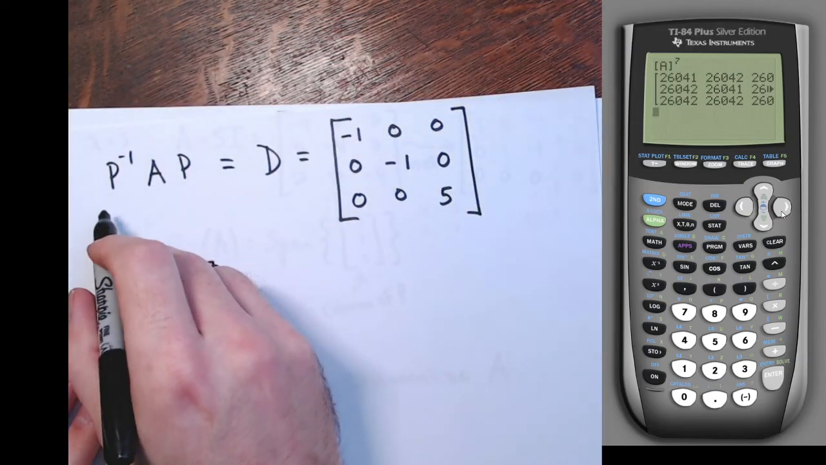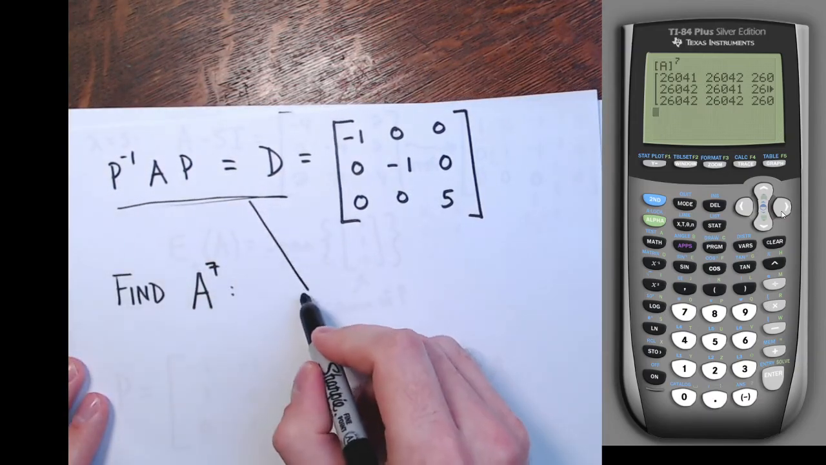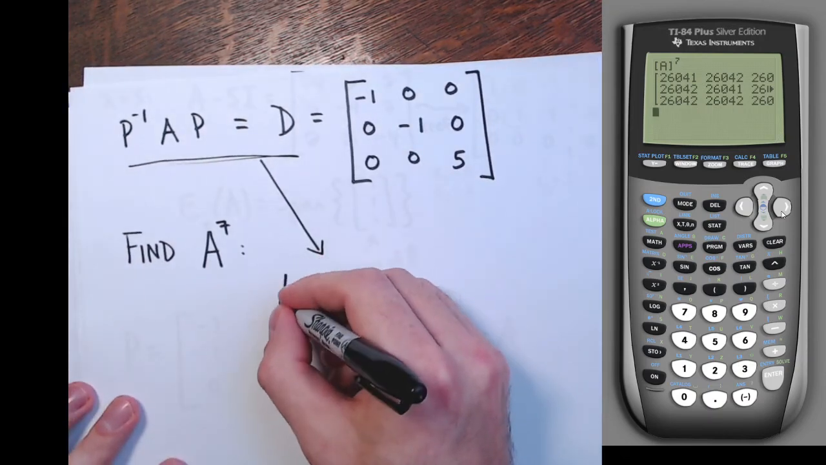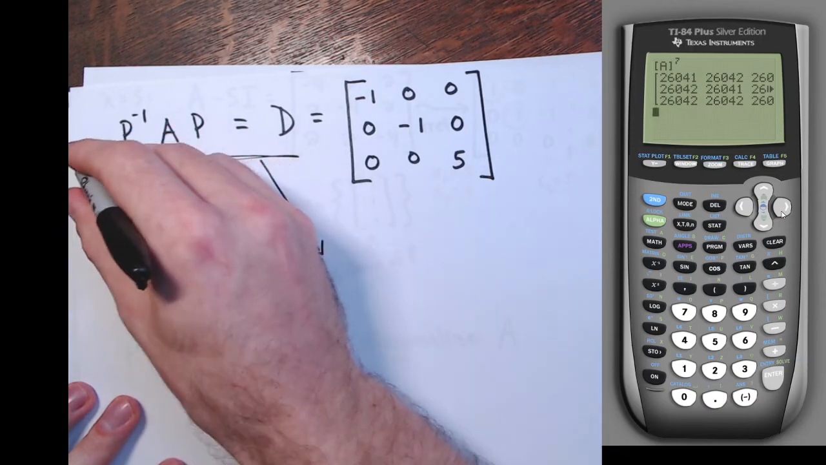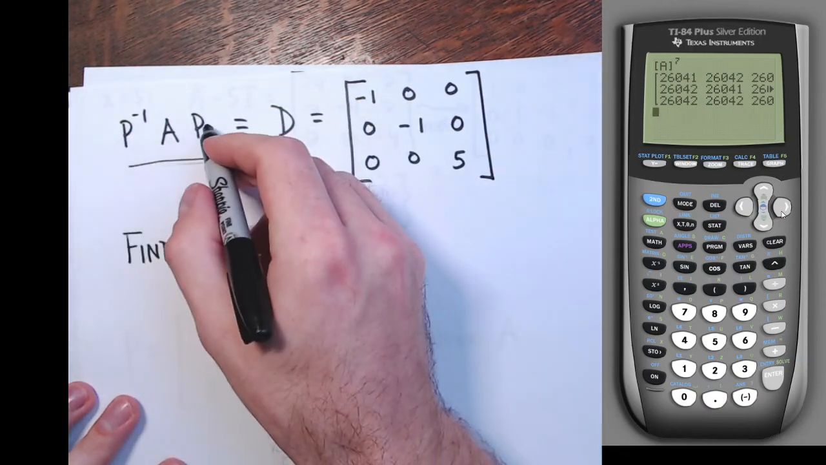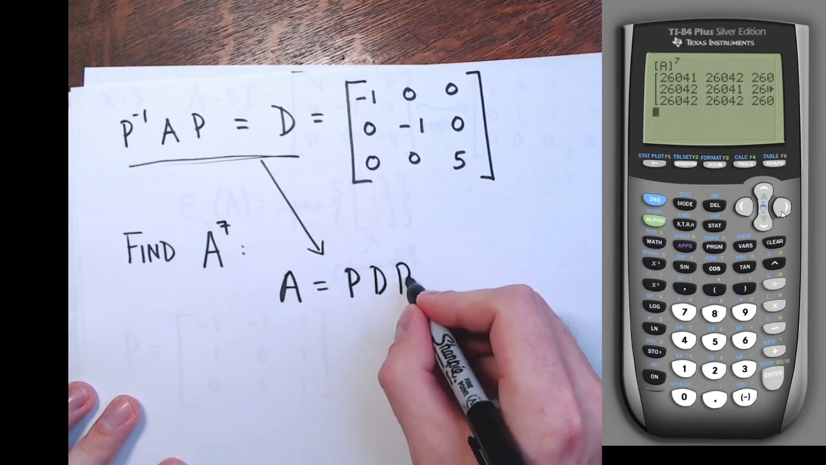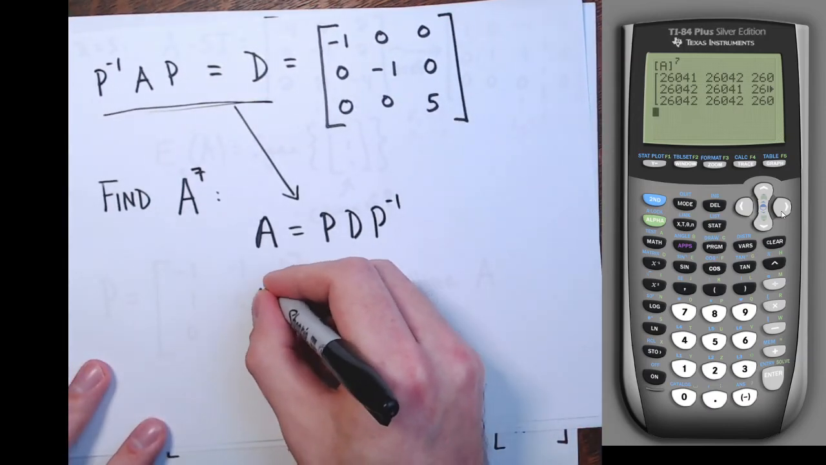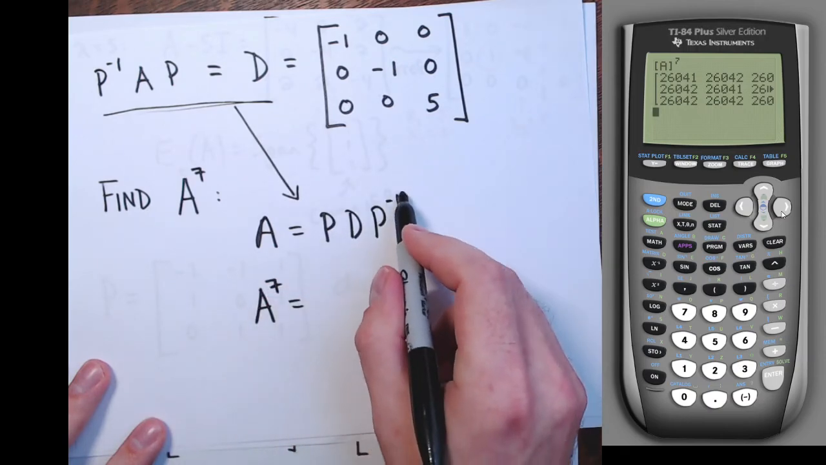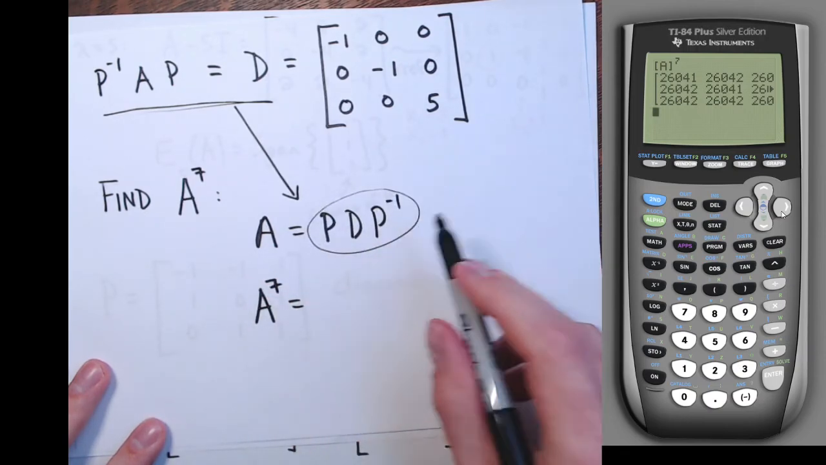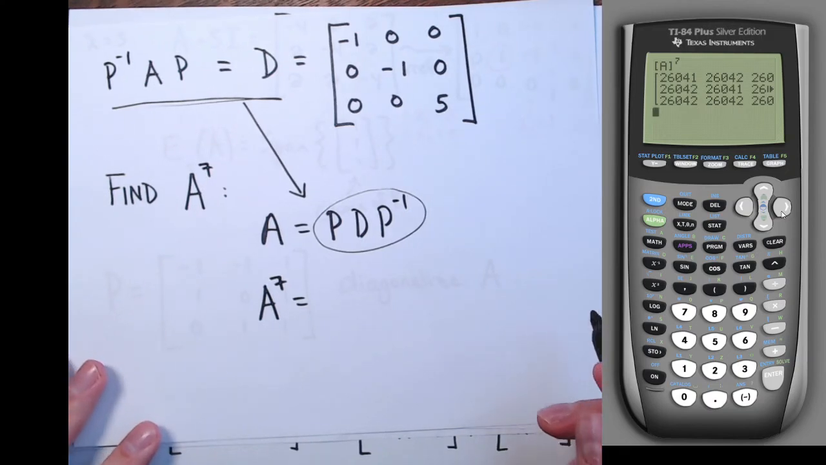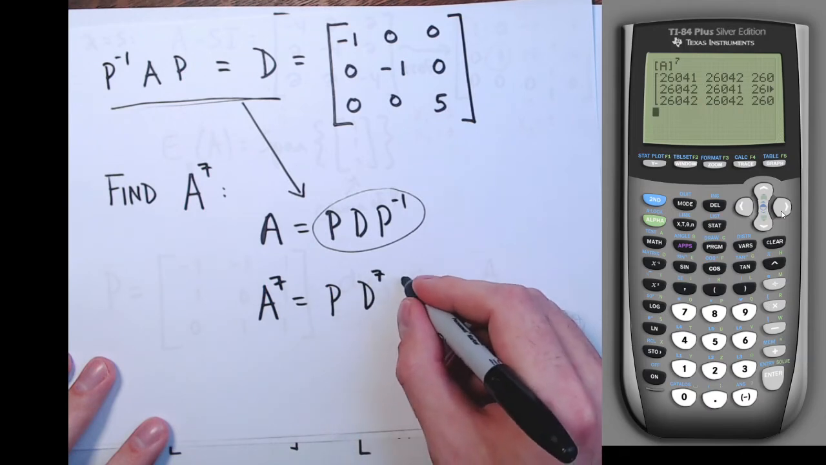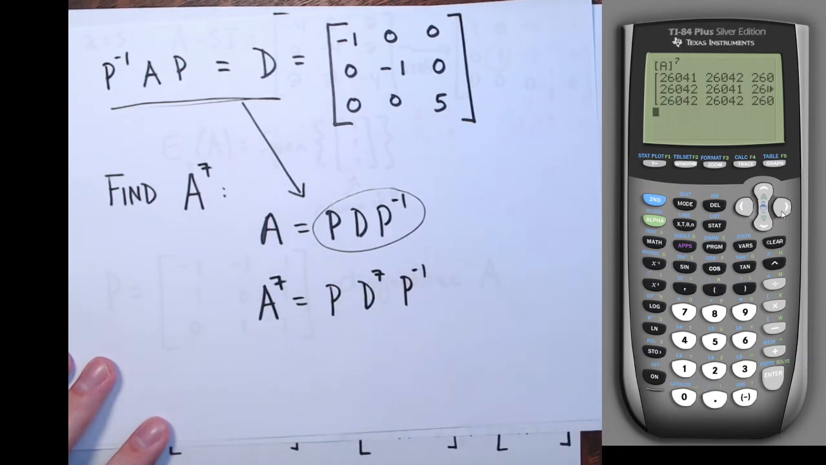So remember, if P inverse times A times P is this diagonal matrix, that means that A is, P on the left to get rid of the P inverse, then P inverse on the right. We're getting this. And A to the 7th then would be, and again, you would multiply this by itself 7 times, and a lot of P's and P inverses would cancel, and you'd be left with the P on the left, then times D to the 7th, and then you'd be left with the P inverse on the right.